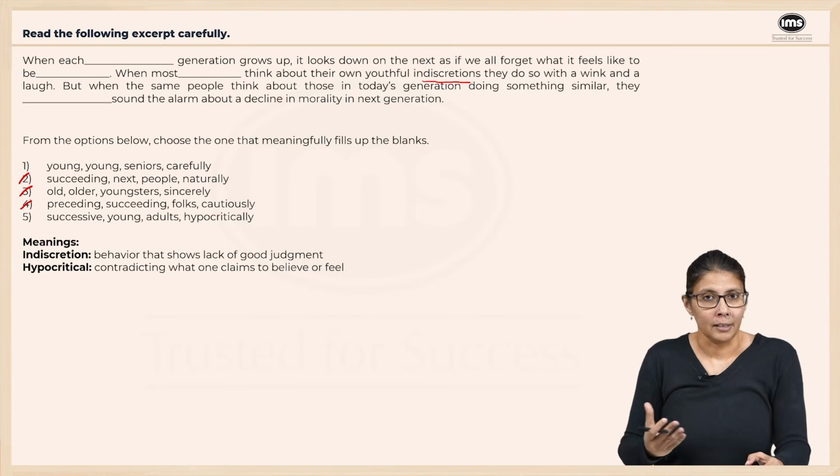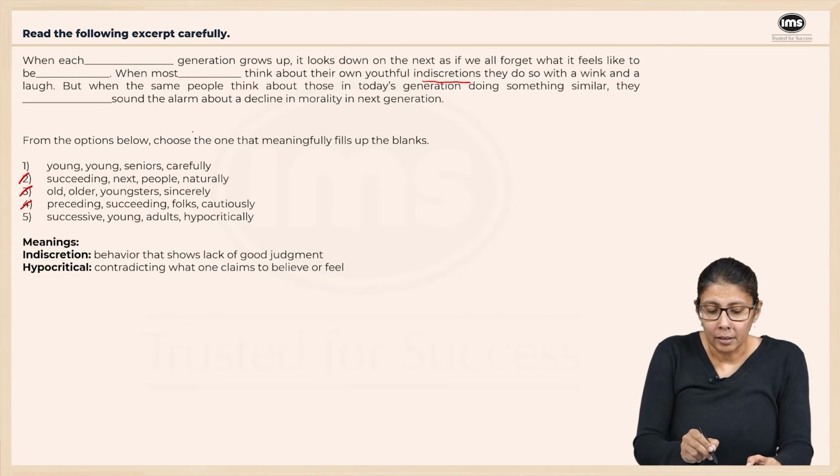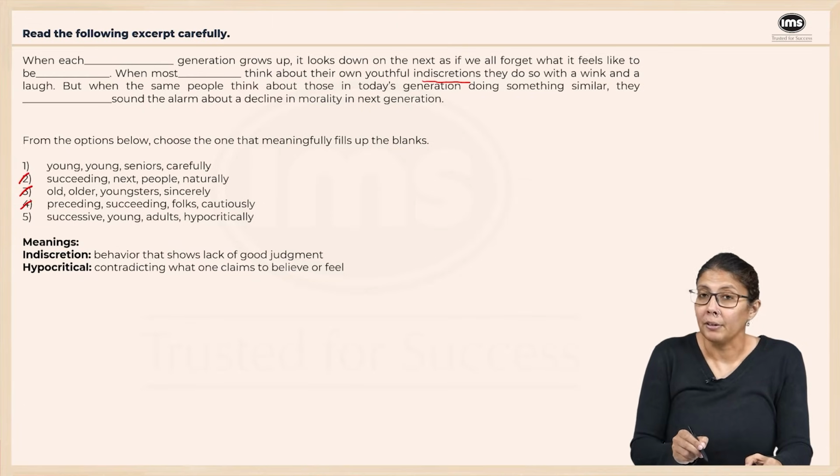That is what hypocrisy is. It is to have different standards of judgment for yourself and for other people, which is exactly what we are doing. And that is why between the first and the fifth option, we need to pick fifth.